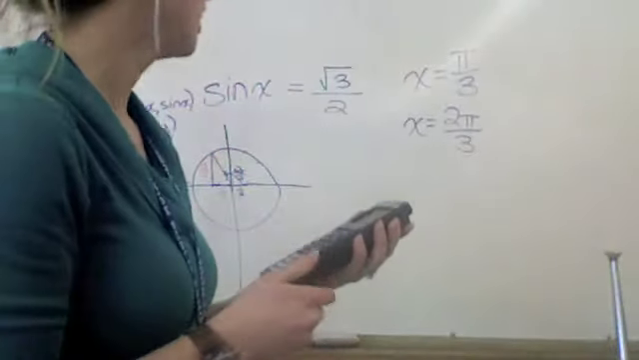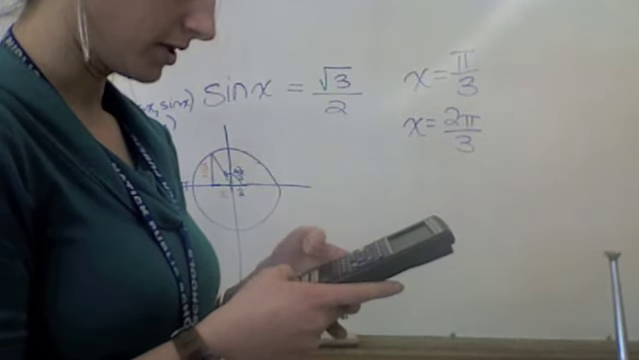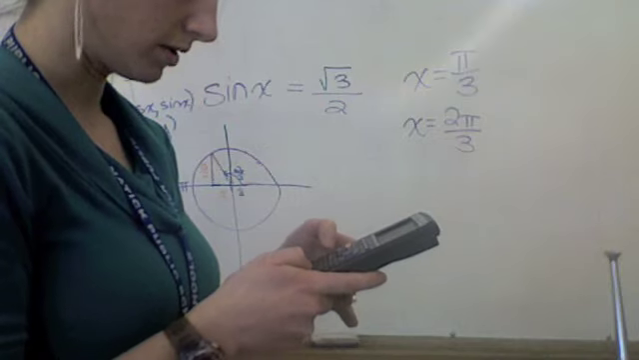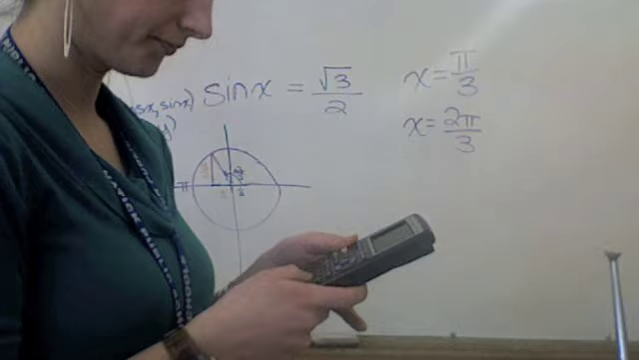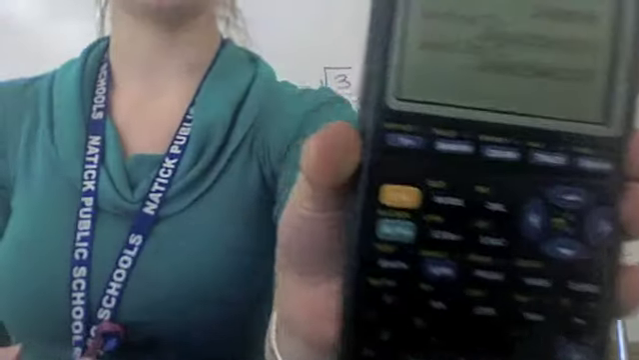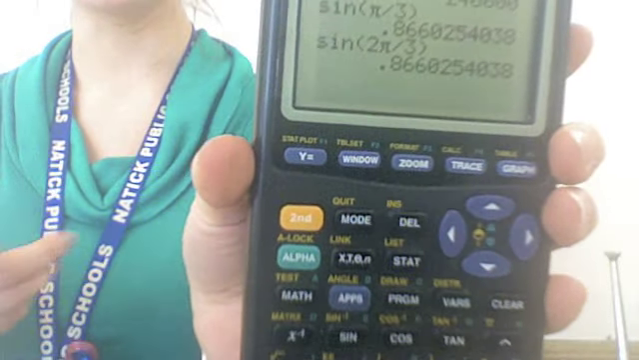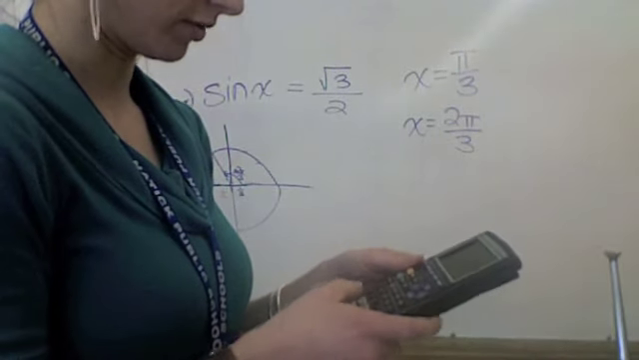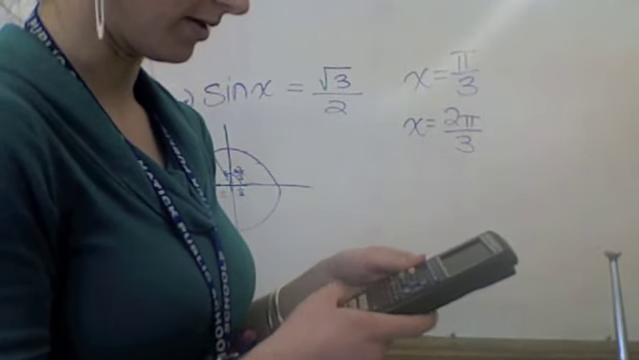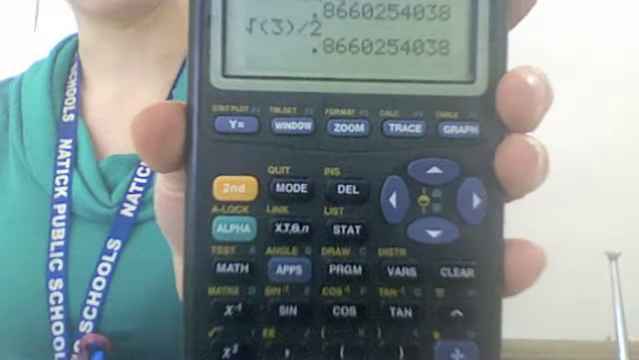And then let's check x equals 2 pi over 3. So now let's do the sine of 2 pi over 3, and look at it again. Okay, so we were able to check. Now, if you're not buying the fact that root 3 over 2 is that, then type in square root of 3 divided by 2. And as you see, the square root of 3 divided by 2 is the same.